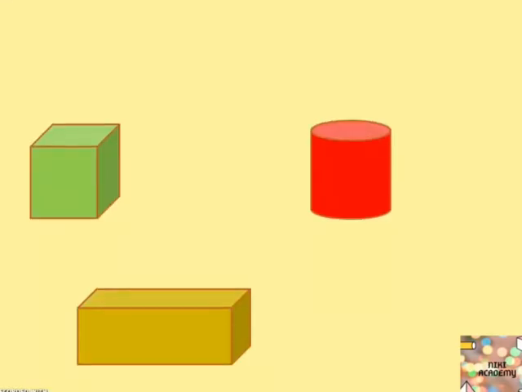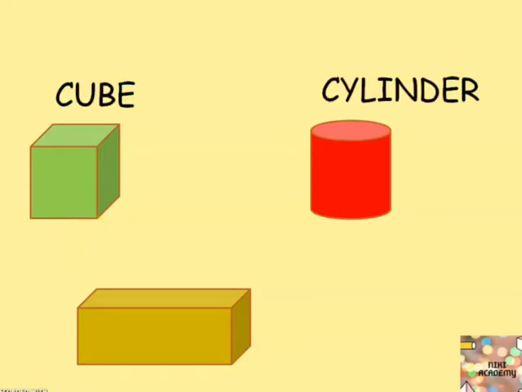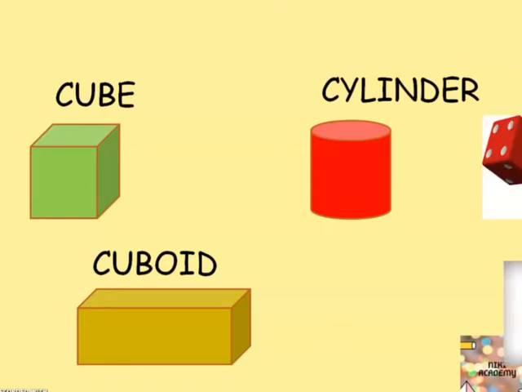Hi everyone. Today we are going to discuss the three shapes. You know the names of these shapes, right? So this one is a cube, this one is a cylinder, and the last is a cuboid. Let's see some real life examples so that you can understand the shapes better.